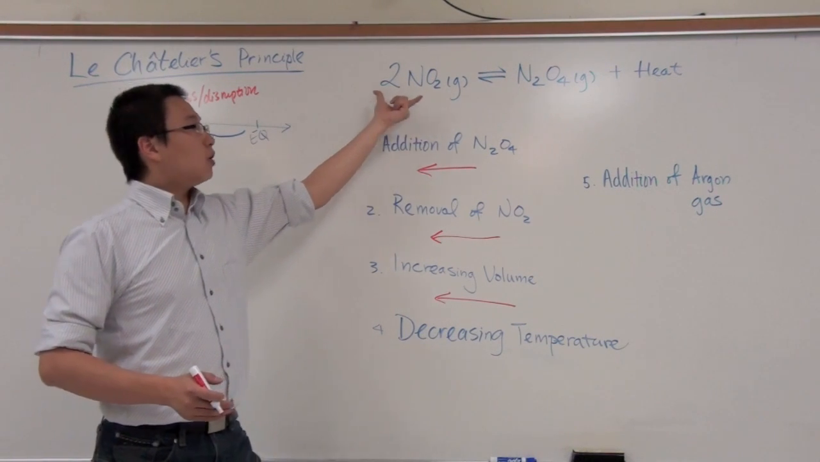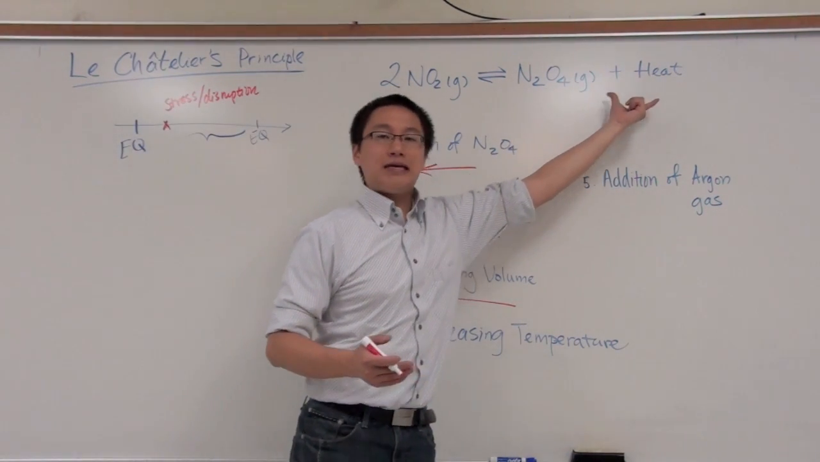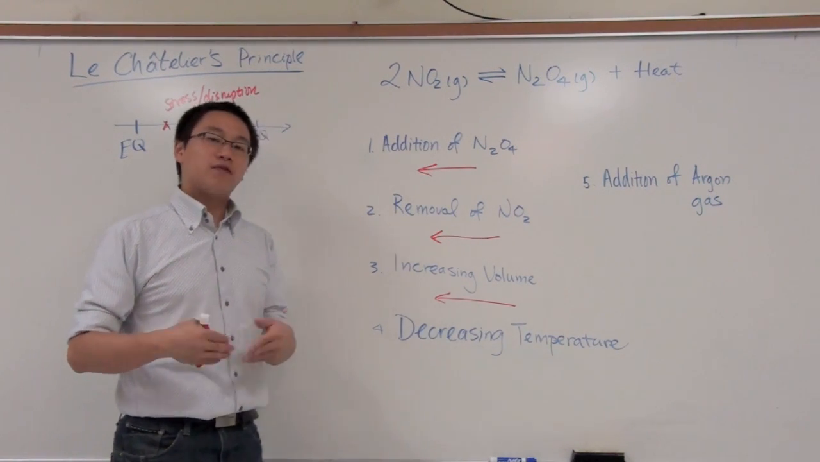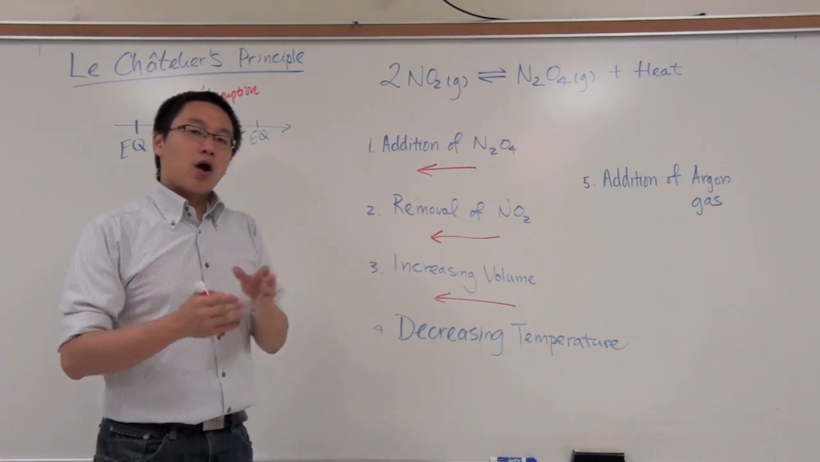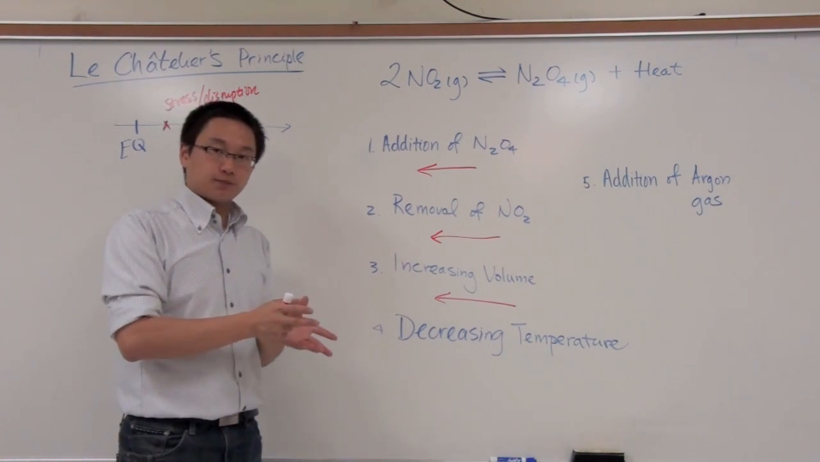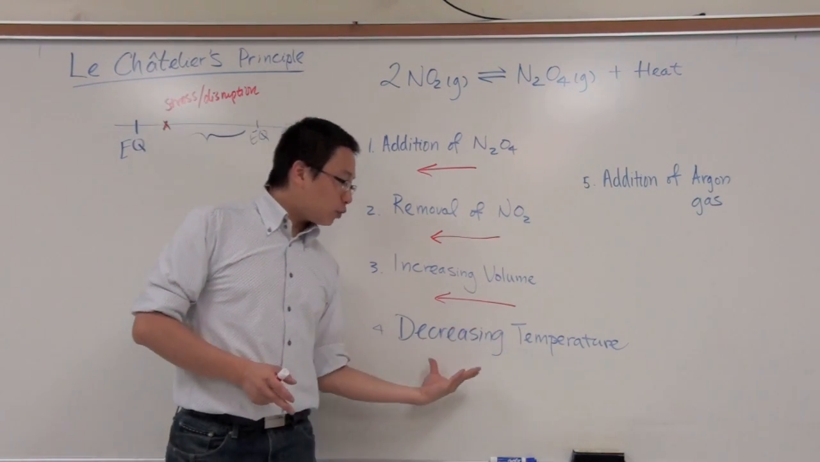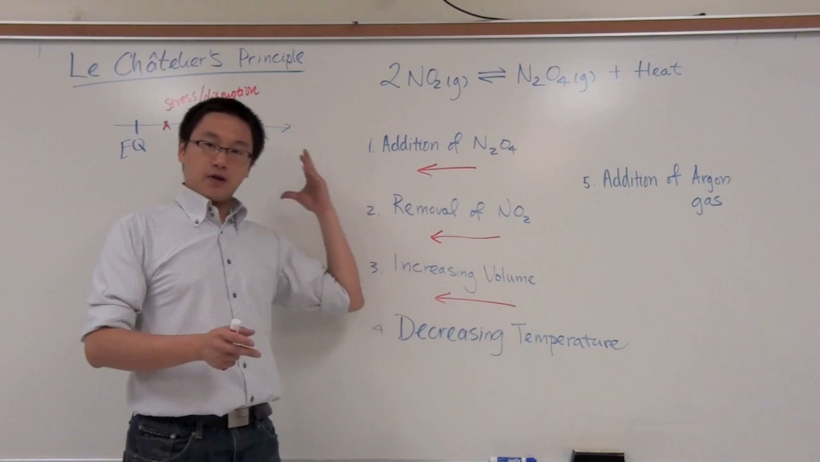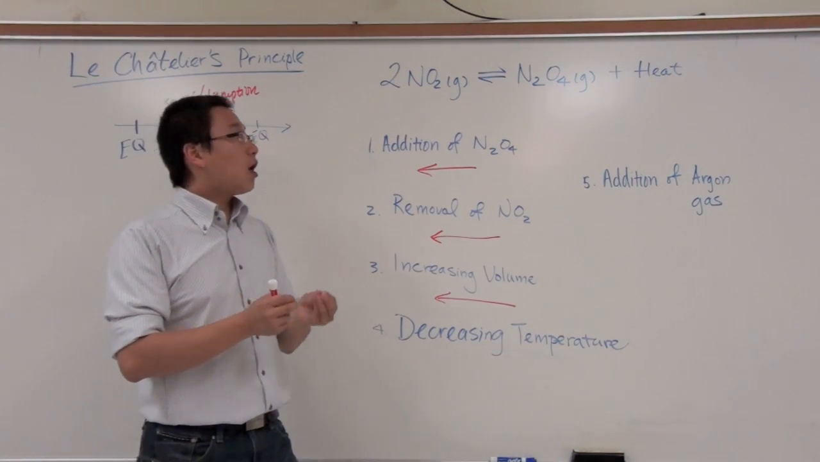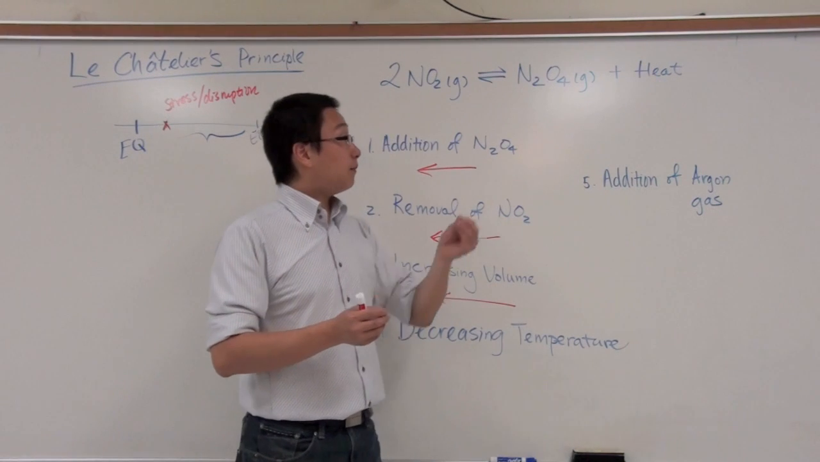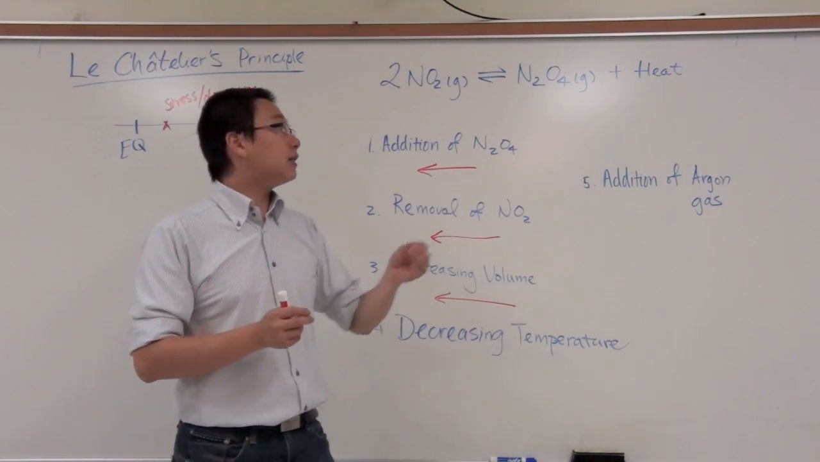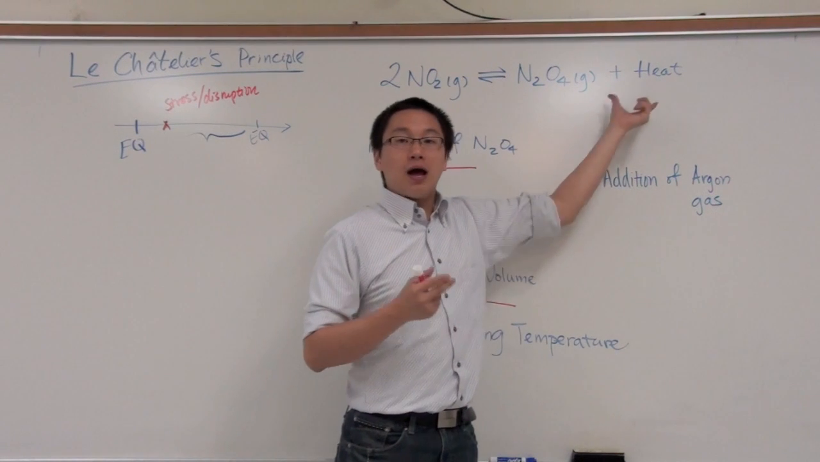In this equation, we're going to focus on this term, the heat. When we decrease temperature, or when we have a change in temperature, we are adjusting the amount of heat inside the container or in the substance. So if we decrease the temperature for the equilibrium reaction, it means that we are removing heat from the reaction. So what we could do is treat this heat, this term, like a product.